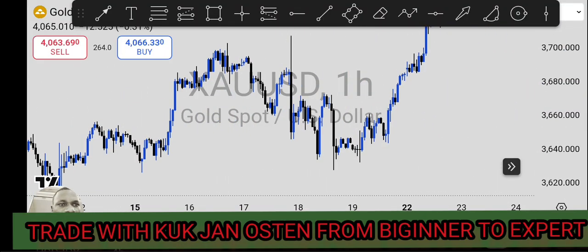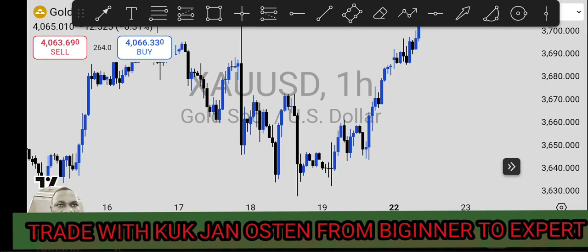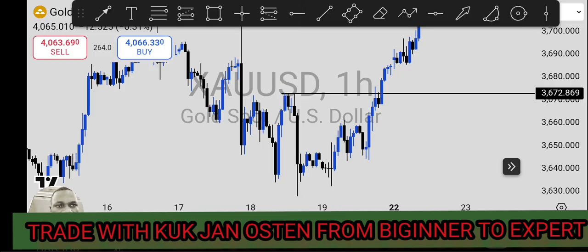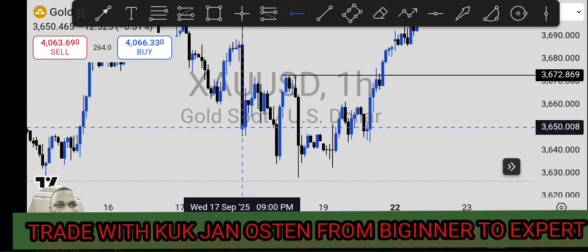We are going to see that these are our equal highs around this point. So there's liquidity around this point. Those are our equal highs, and these are our equal lows.